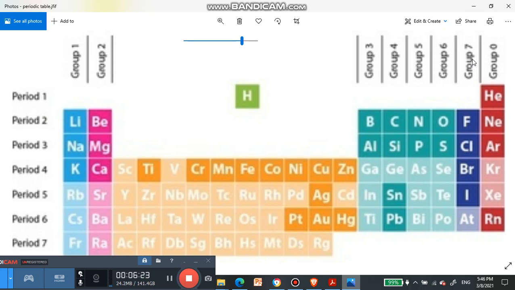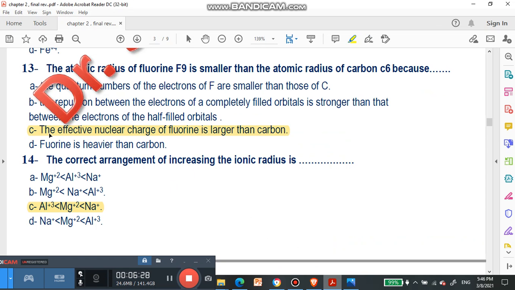If we're discussing our question, the right choice will be here. The effective nuclear charge of fluorine is larger than carbon, so it makes a large attraction force by the effect of increasing the number of electrons. Okay, I think it's a very important question. Please concentrate and give complete attention to this kind of question. Okay, let's go into question number 14.